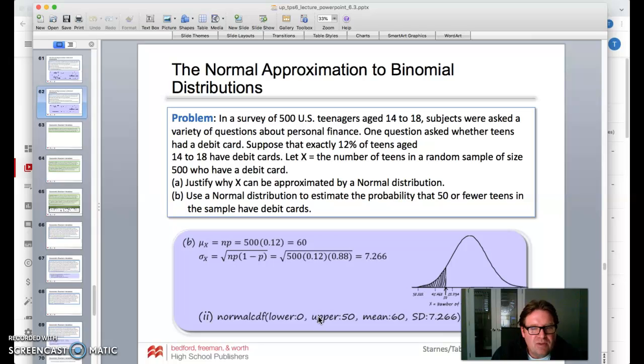Well, that takes care of that part of 6.3. We have one more part where we'll start talking about geometric random variables. We'll get to that next.